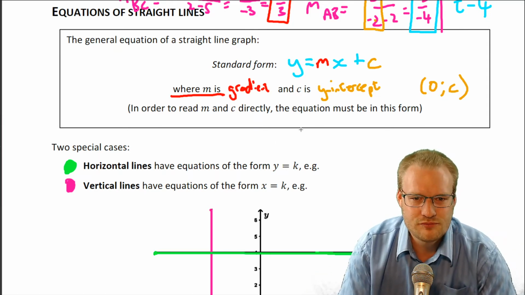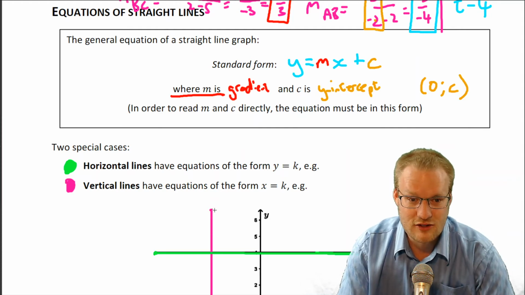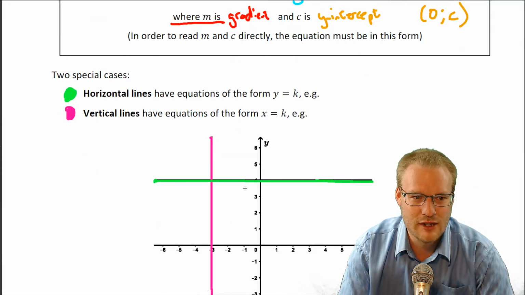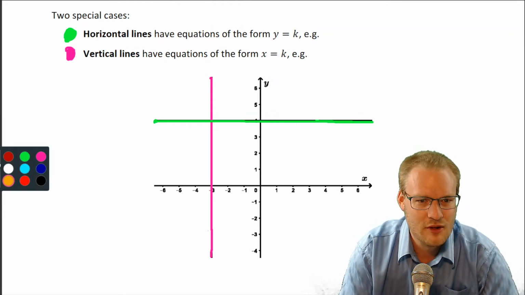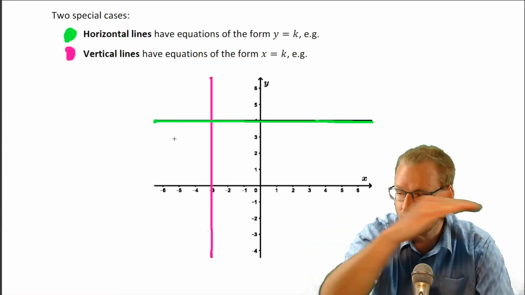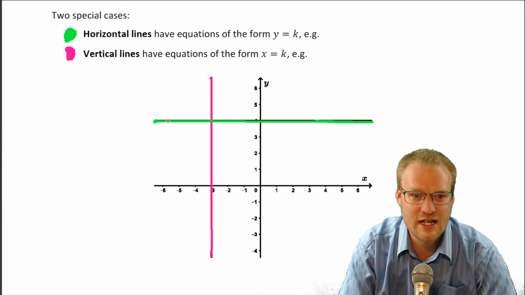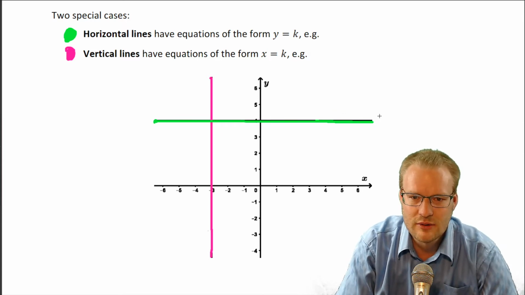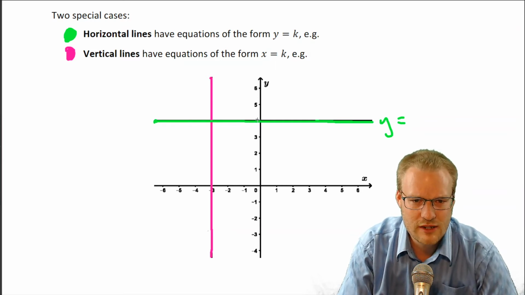Okay, so notice I say a straight line function can be written in this form. This green line is a function, this pinky purple one isn't. So let's look at two special cases before we dive into a couple of examples. Let's start with this horizontal line. On horizontals, the y value is the same all the time. So we could write this equation as y equals 4.